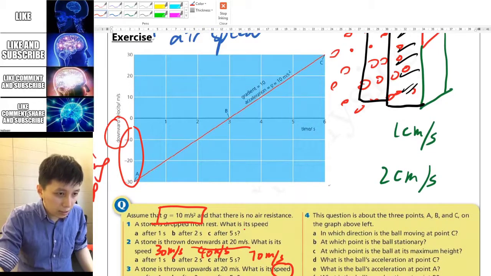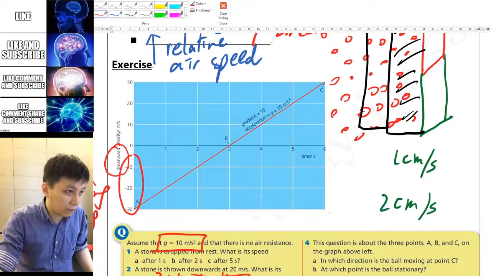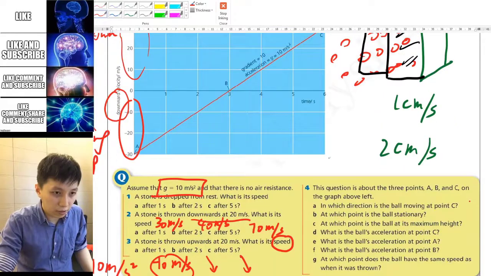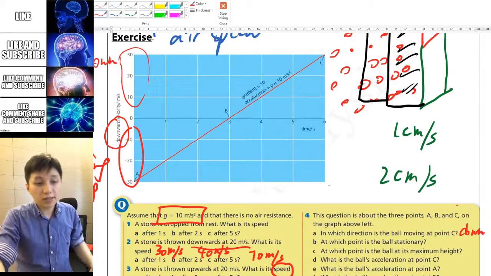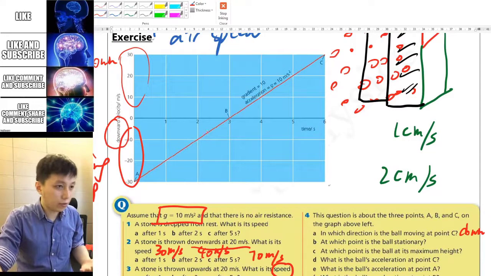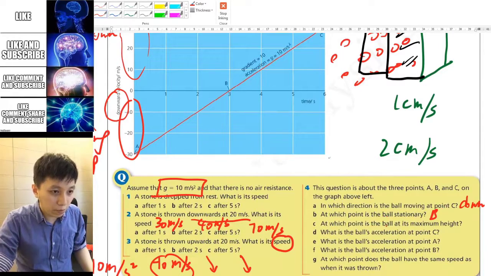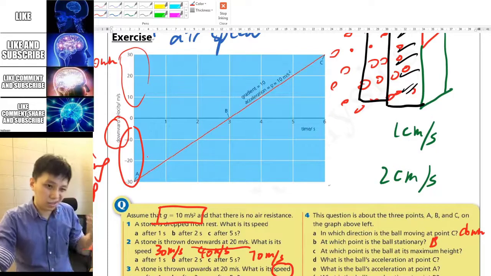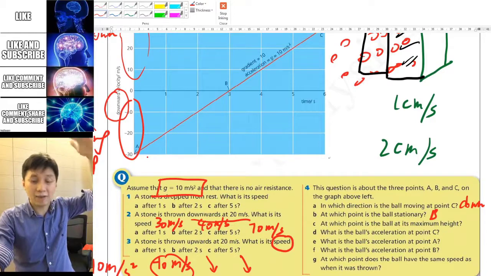Okay, and the question says which direction is the ball moving at point C? So obviously if this is going up, then these will be going down, and so C will be going down. At which point is the ball stationary? When you say stationary, that means the velocity must be 0, so that is point B. At which point is the ball at the maximum height? Okay, interesting. Because it is going up, right? When you say height, it's like how high up that you are.